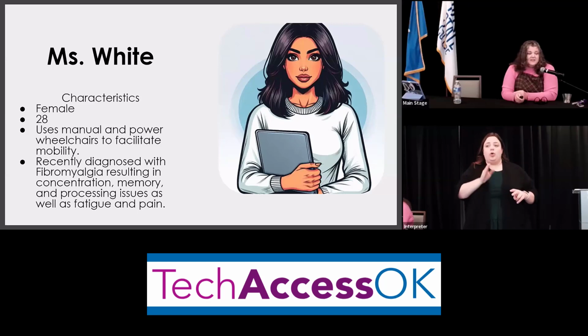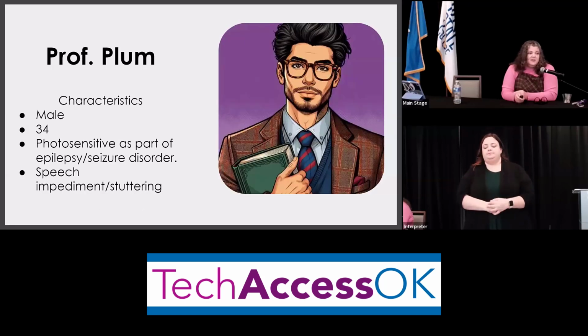So, all right, let's move on to the next one. Professor Plum is a male, 34. He's photosensitive as part of an epilepsy seizure disorder. He also has a speech impediment of stuttering. So what accommodations do we need to make for Professor Plum, who is a young 30-ish man with horn-rimmed tortoiseshell glasses, a beard and a mustache, and he's wearing a plaid jacket holding a book?